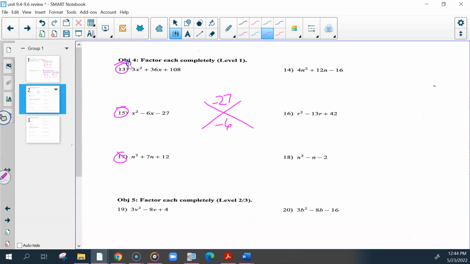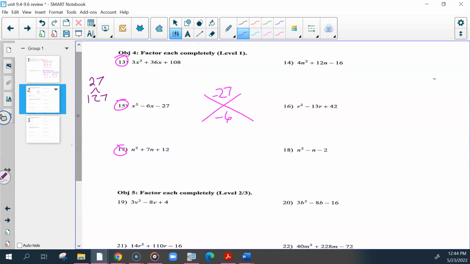What are the factors of 27? 1 and 27. 3 and 9. And I think that's it. Of those factors, one of them has to be negative. Oh, I got it. Negative 9, positive 3.